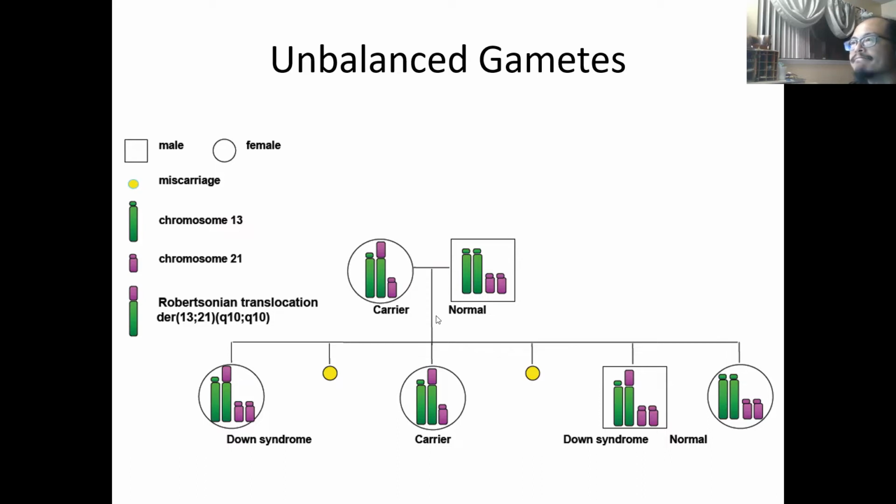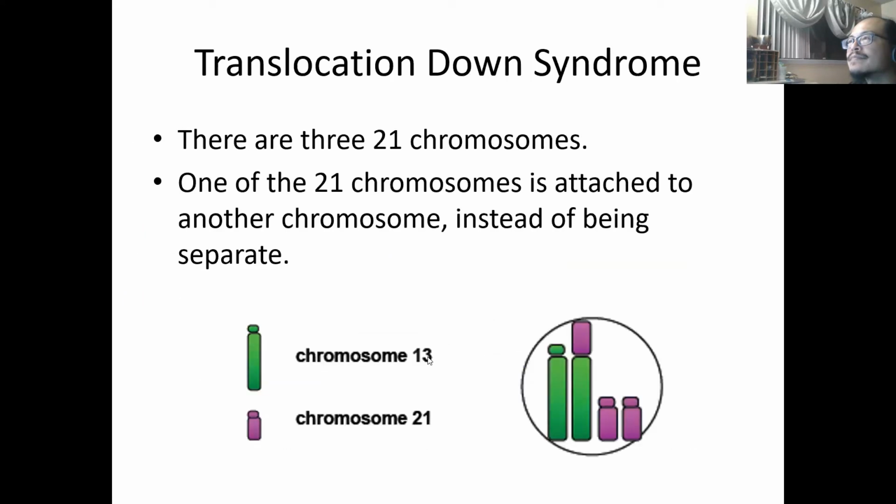So that's that. All right, I hope that explained it. It still appears as Down syndrome, but it's not due to the trisomy, it's due to the translocation. So a quiz question would be: what kind of translocation will lead to Down syndrome?